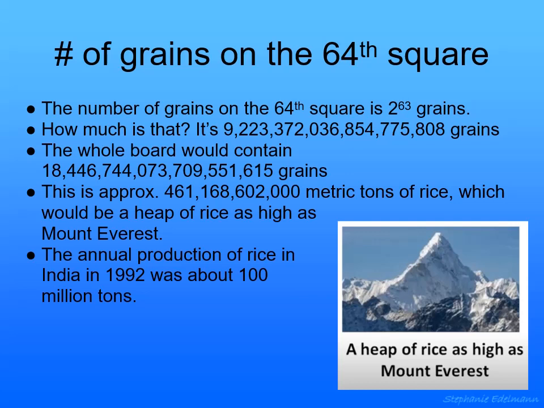That's approximately 461 billion metric tons of rice, which would be a heap of rice that's as high as Mount Everest. The annual production of rice in India in 1992 was only about 100 million tons. So it's a lot more than that. Needless to say, the way the story goes is they ran out of rice before they could actually pay off the inventor of the chessboard.